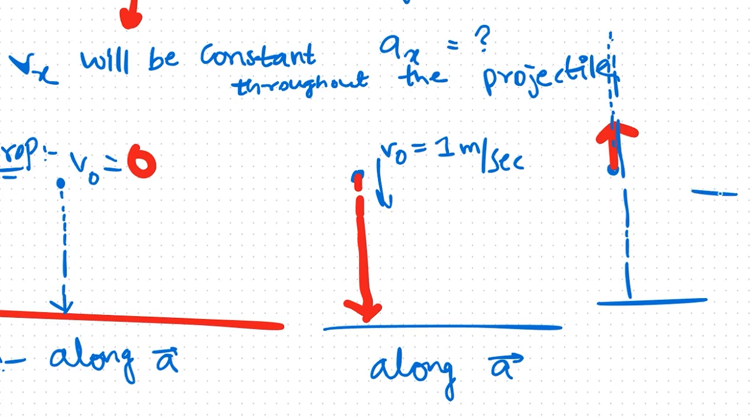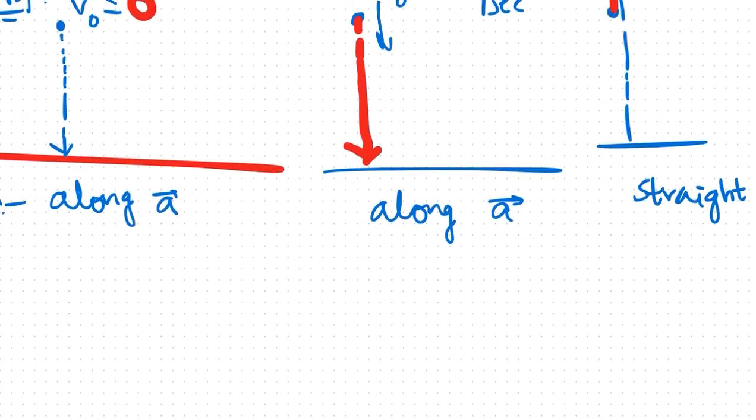Still the straight line, right? See, it goes up, it reaches a maximum height. After that, it will fall down again. What is happening is the path is still along A. I mean, the path is straight line basically. So these are the three cases where the path will be a straight line.